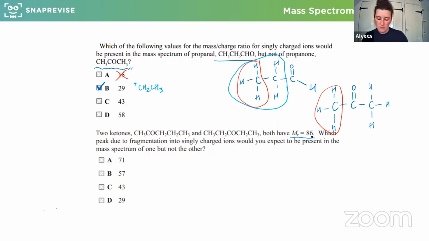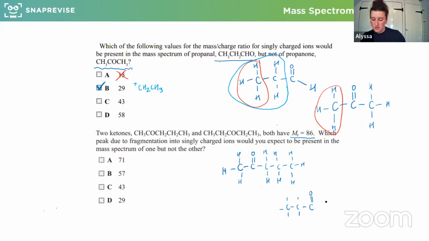Again, I'm just going to draw them out because I find it helps. So with this one, we've got our CH3, then our C double bond O, then CH2, CH2, then CH3. Or we've got CH3, CH2, then C double bond O, then CH2, CH3. So we've got to work out where they might fragment, which produces different fragments.